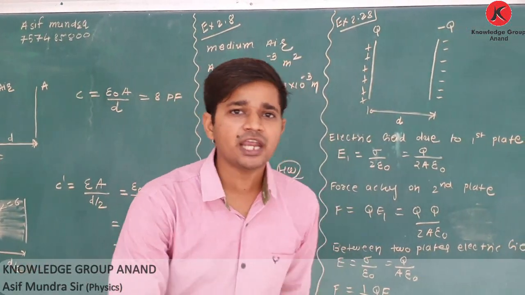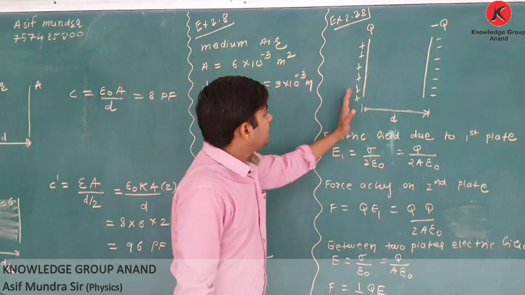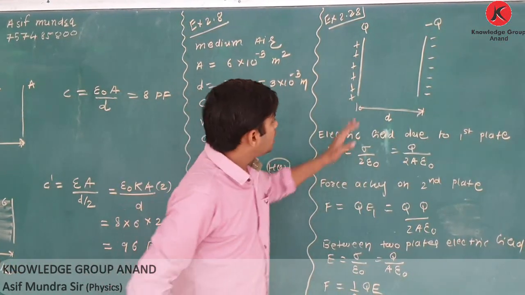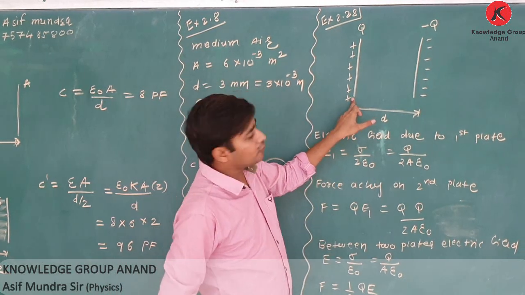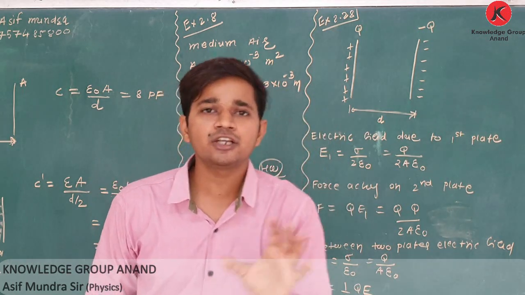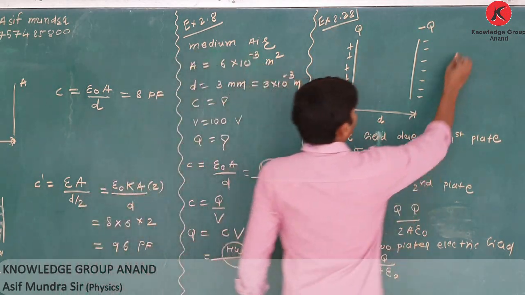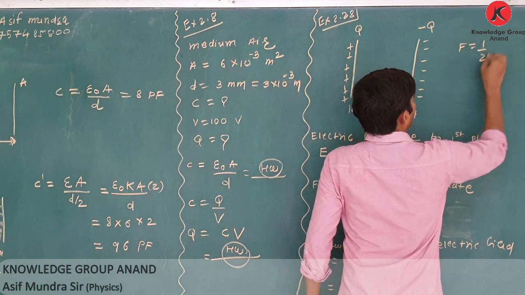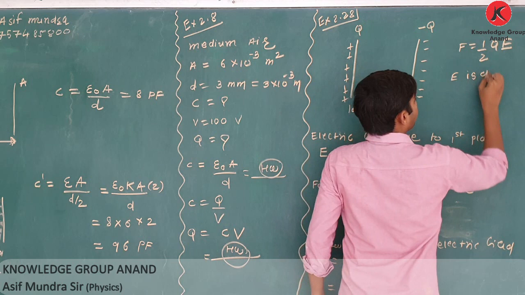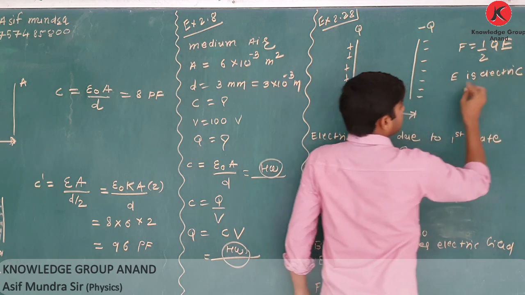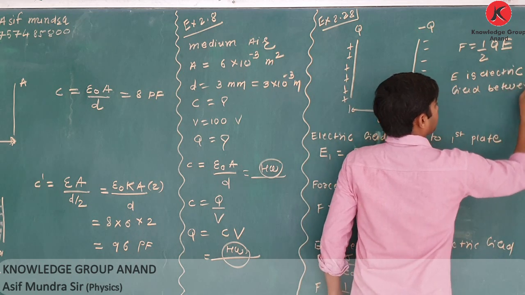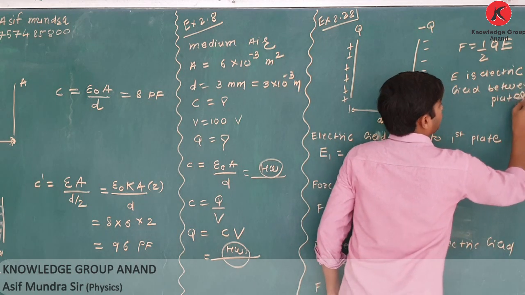Exercise 2.28. What is the question? In a capacitor, we have two plates. You have to prove one equation. Due to one plate, the force acting on the other plate is F is equal to half QE, where E is the electric field between the plates.